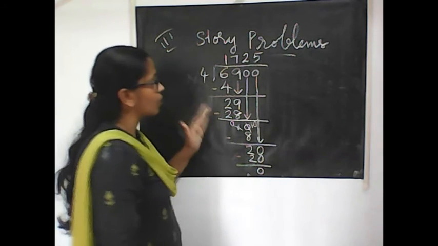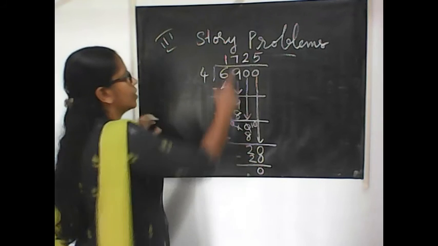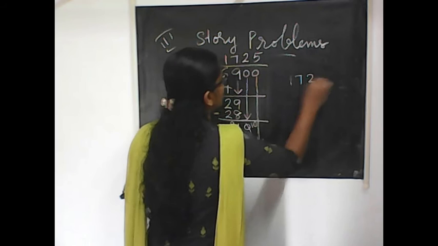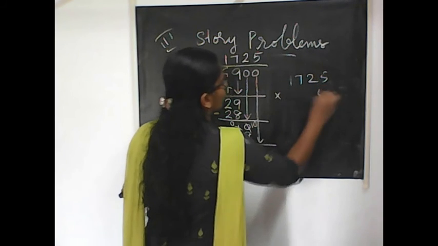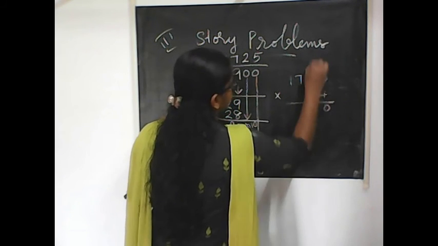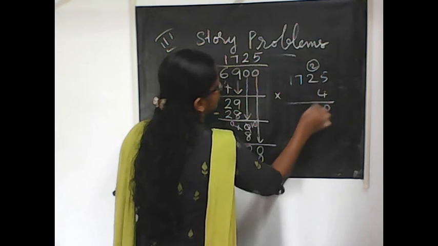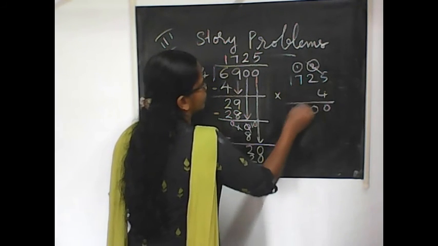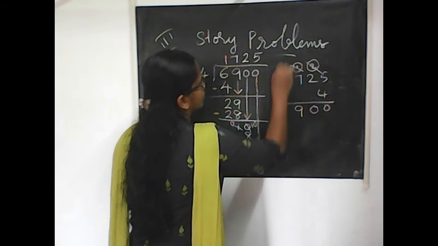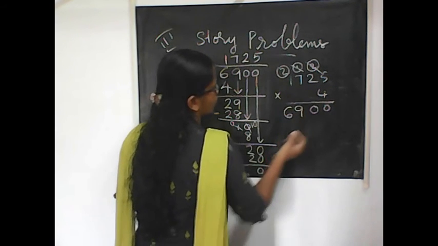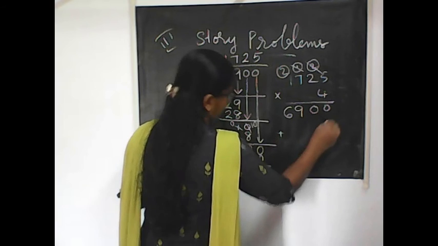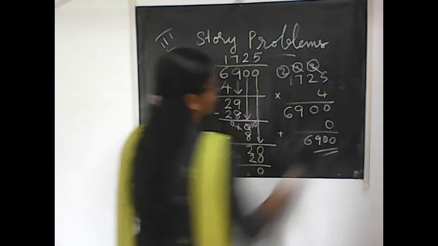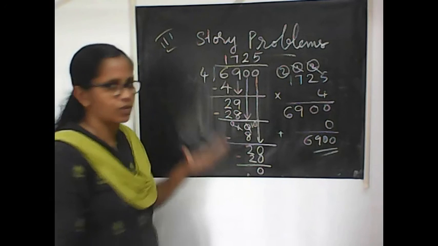You can check whether your answer is correct or not. Quotient into divisor, that is 1,725 into 4, plus remainder, which is 0. So you got 6,900. That's a way to check whether you got the answer correct or not.